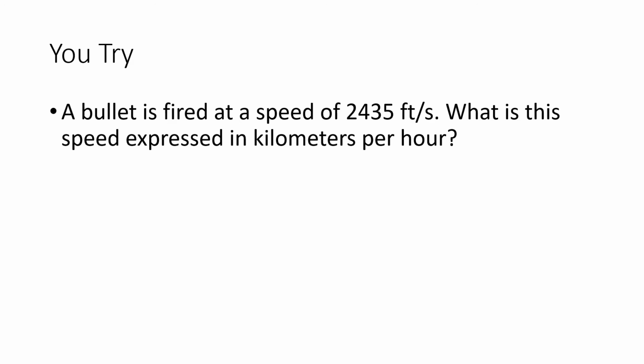Let's try one more example of converting 2 units. A bullet is fired at a speed of 2,435 feet per second. What is this speed in kilometers per hour? So we're starting with feet per second, and we're going to kilometers per hour. We're going to need a few unit conversions in order to do this.